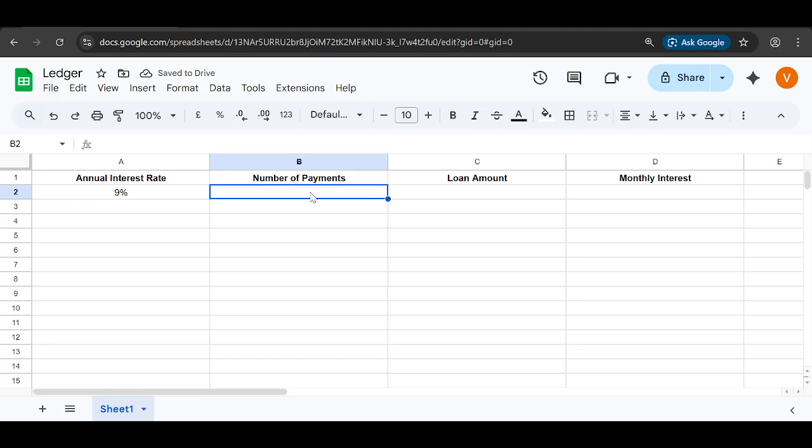In B2, enter the total number of payments. If your loan is 3 years with monthly payments, that would be 36. In C2, enter the loan principal, for example, 300,000. Think of this as the amount you're borrowing before interest. Now you're ready to apply the PMT formula.